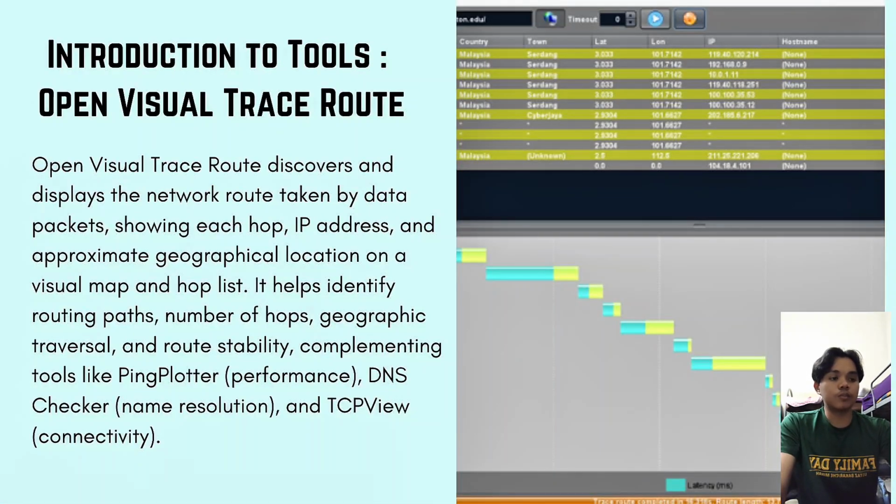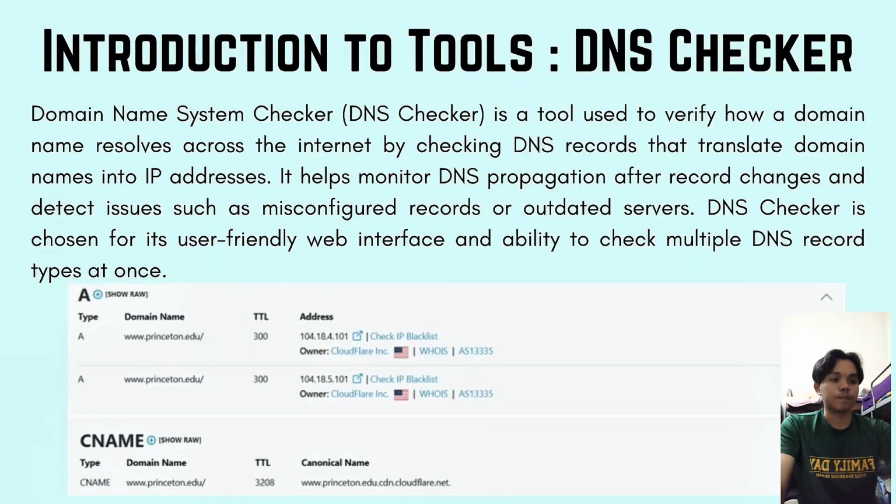Next is Open Visual Traceroute, or OVTR. This tool takes data packets and displays the route they take across the network. It shows us every hop, the IP address, and even the approximate geographical location on a visual map. We use this to identify routing and route stability, which complements the performance data we get from PingPlotter.